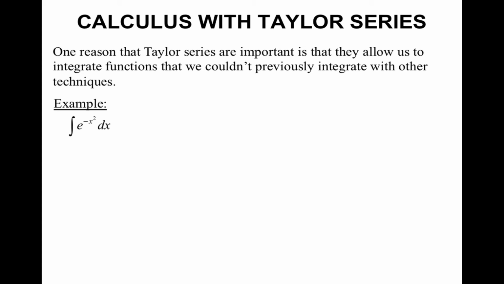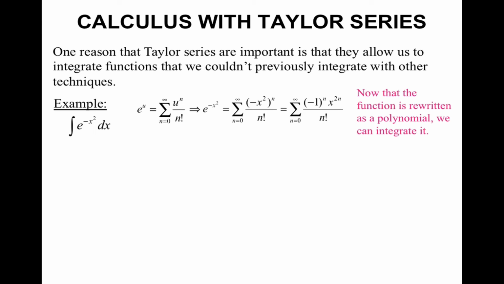Well, we're going to translate e to the negative x squared into a Taylor series. So e to the negative x squared is similar to e to the u, and wherever there's a u, I'm going to replace that with negative x squared. And I can use exponent properties to simplify. Now that the function is rewritten as a polynomial, we can integrate it.